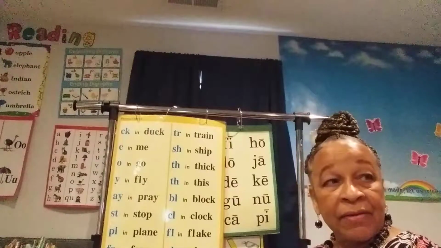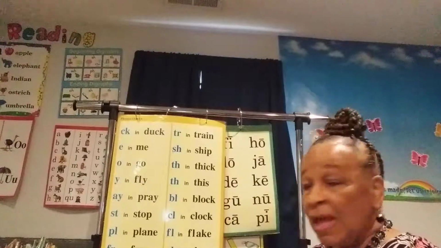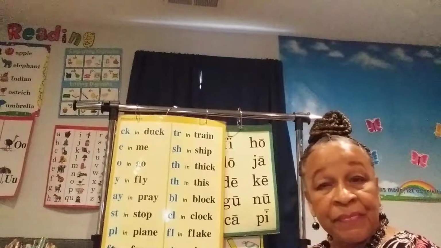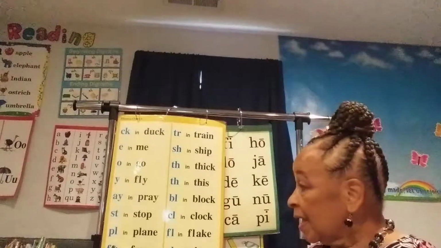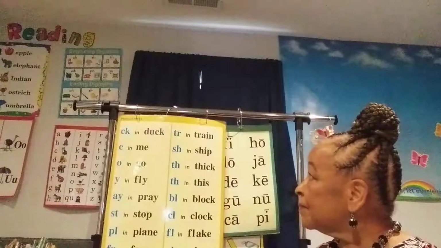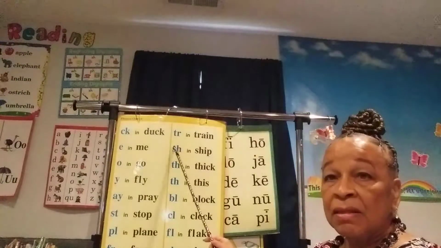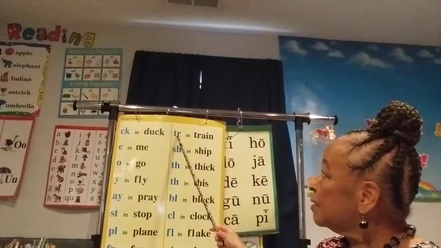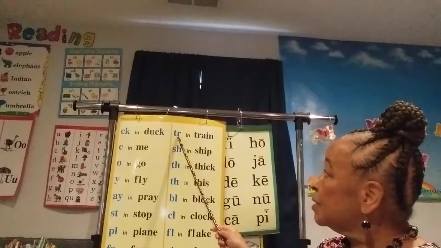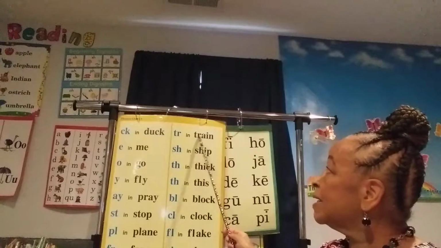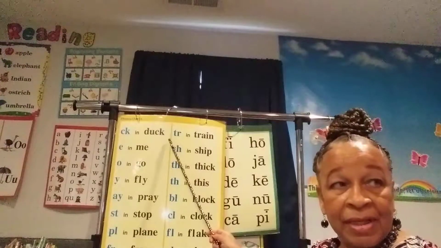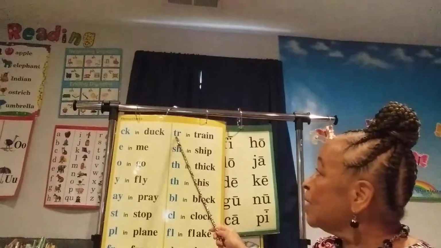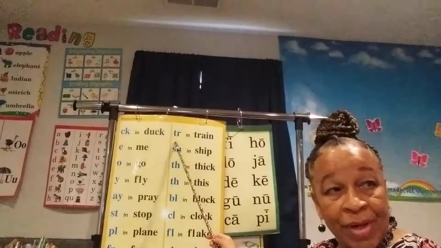F says f, R says r. So you have fr in frog. The next digraph is TR in train. Train. Trip.